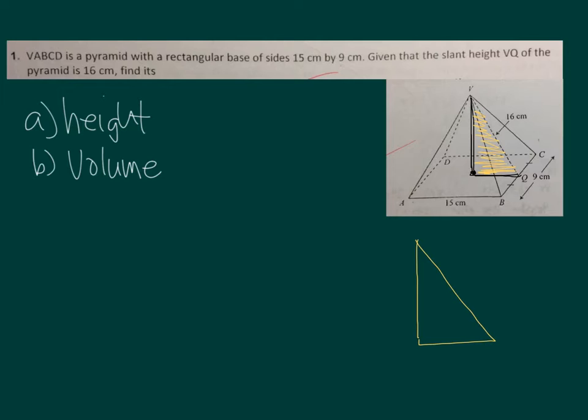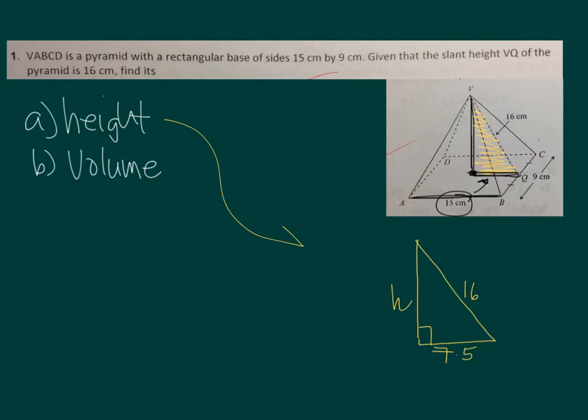Okay, note that this side of the triangle is just half of 15 because we constructed that from the center of the rectangle to the side BC. So if the side of the rectangle is 15, that means this is half of 15, or 7.5. And then the height is unknown, let that be h. And we know that the slanted height is 16. So the hypotenuse of the right triangle that we have right now is 16.